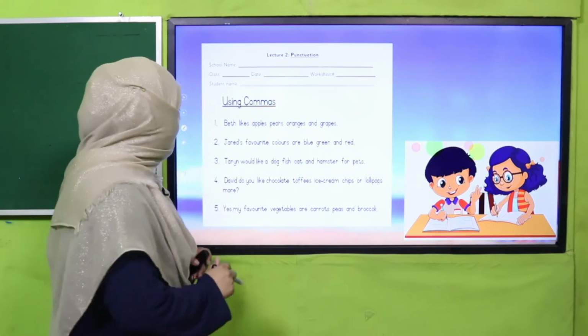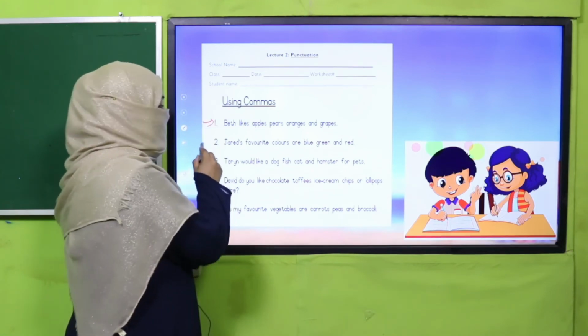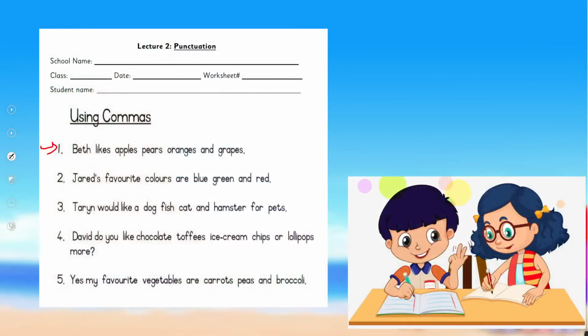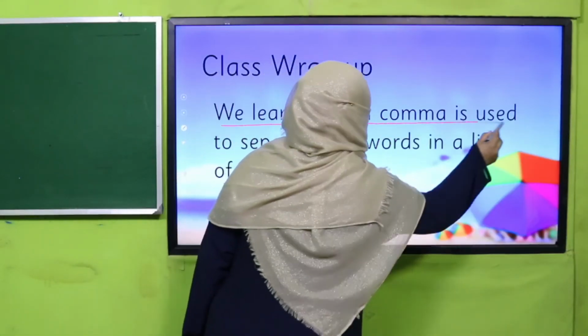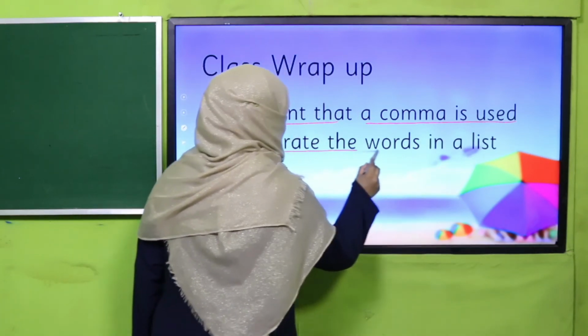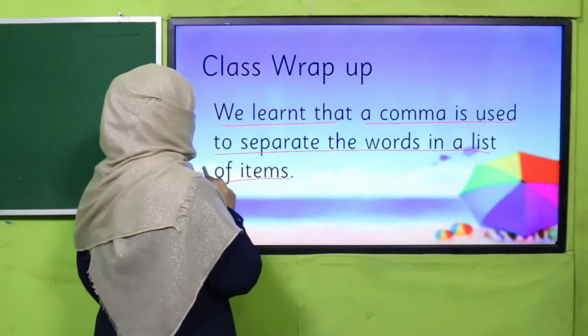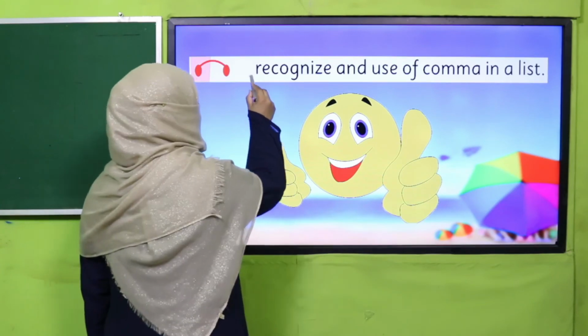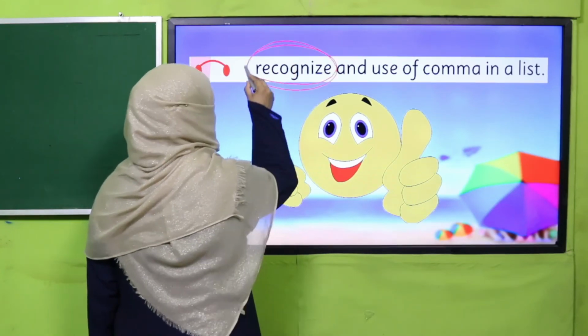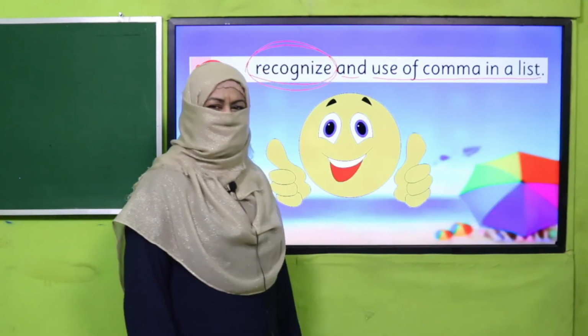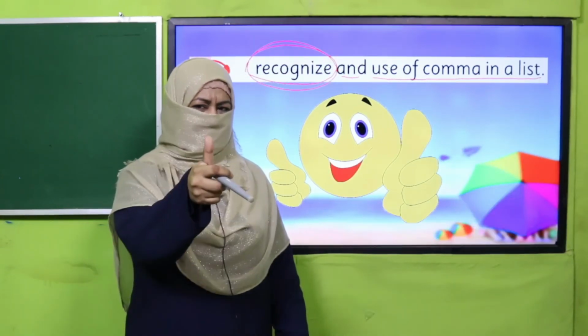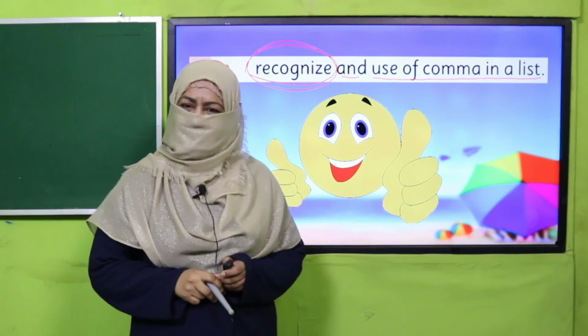And once again, my dear students, here are the sentences. You have to place commas wherever they are needed, all right? So in this way, what we have learned today is that a comma is used to separate the words in a list of items, and we achieved our SLO to recognize. Yes, now we recognize comma and we can use comma in a list. Are we done with it? Yes. All right.